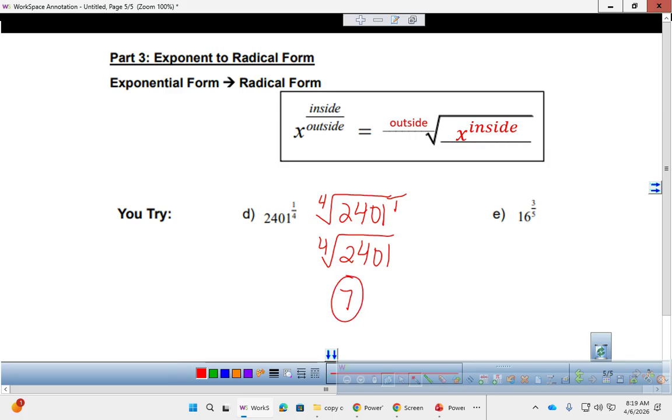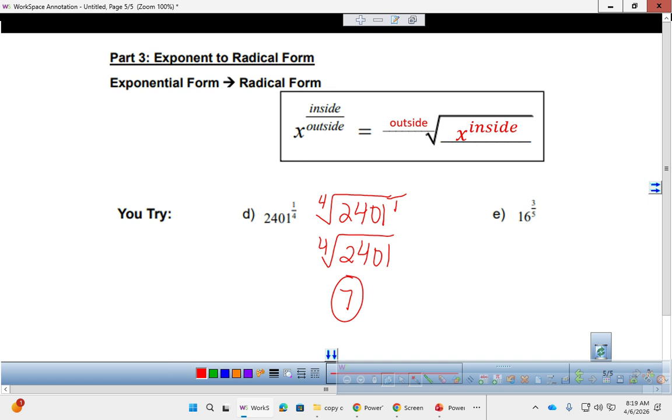This is called exponential form. This is called radical form. This is just called a regular number, okay? I don't call that radical form because there's no root in it, right? So the 7th root of 2401 is called radical form. The 7 is just your answer, okay? There's no special form to that. It's not exponential because there's no exponents. It's not radical because there's no roots.